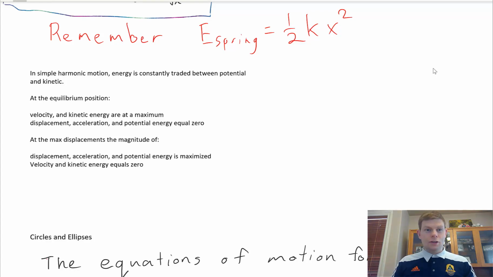Hello, welcome to Miscellaneous Topics in Simple Harmonic Motion. These are just little extra bits that we're going to cover.